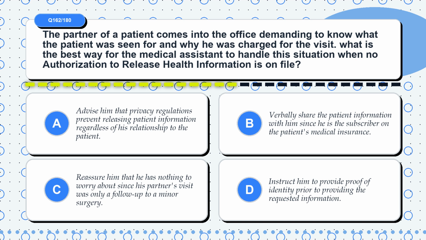Option A, advise him that privacy regulations prevent releasing patient information regardless of his relationship to the patient. Option B, verbally share the patient information with him since he is the subscriber on the patient's medical insurance. Option C, reassure him that he has nothing to worry about since his partner's visit was only a follow-up to a minor surgery. Option D, instruct him to provide proof of identity prior to providing the requested information.